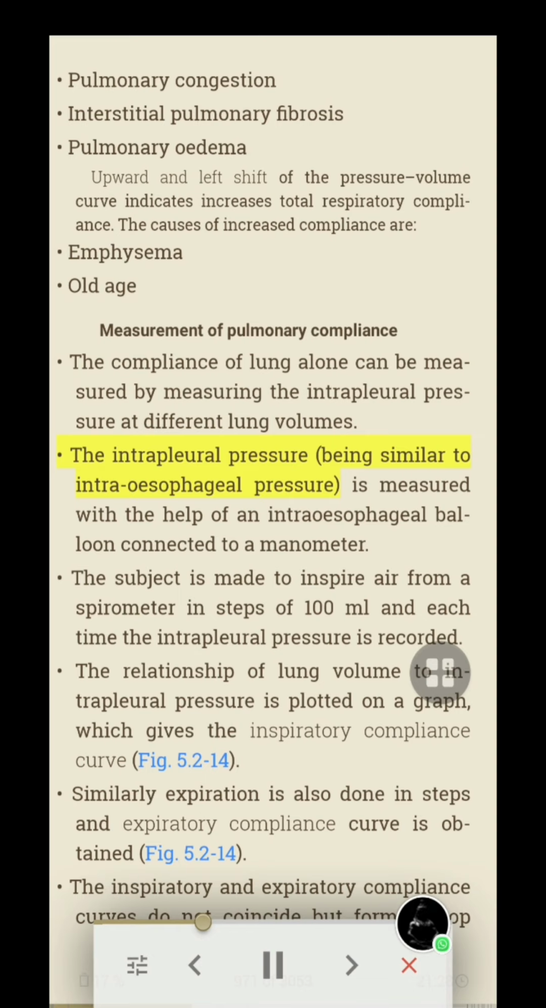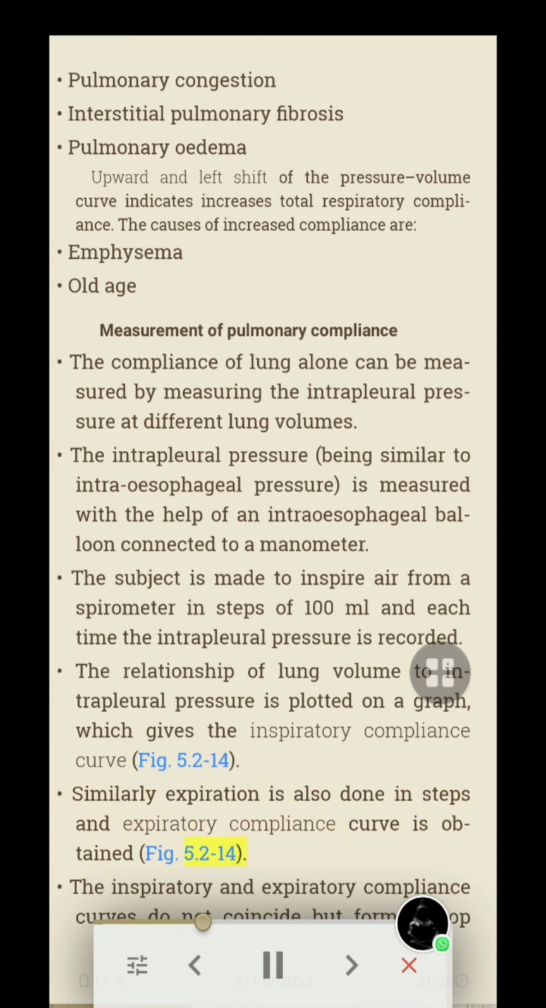The intrapleural pressure, being similar to intraesophageal pressure, is measured with the help of an intraesophageal balloon connected to a manometer. The subject is made to inspire air from a spirometer in steps of 100 milliliters, and each time the intrapleural pressure is recorded. The relationship of lung volume to intrapleural pressure is plotted on a graph, which gives the inspiratory compliance curve, Fig. 5.2-14.